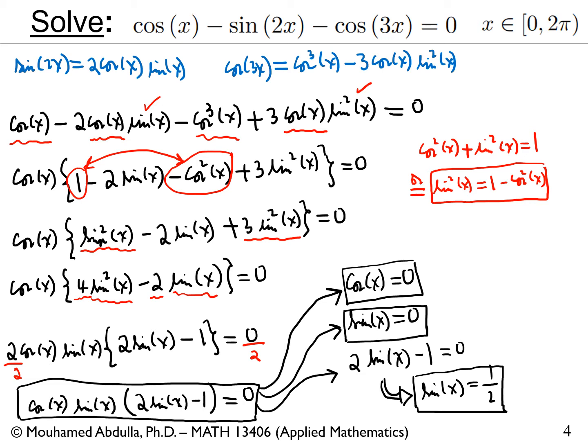So maybe what we could do is focus on this on the next slide. So what I'll do is I'll just highlight this and the next one, and we'll work the details over there on the next slide.